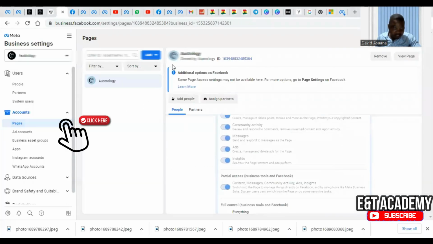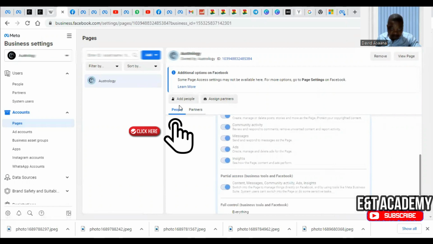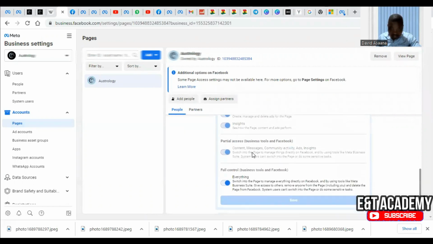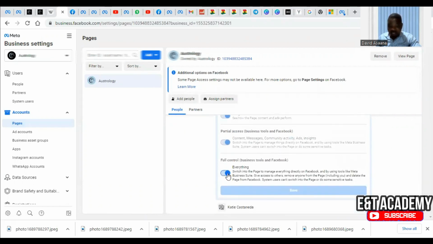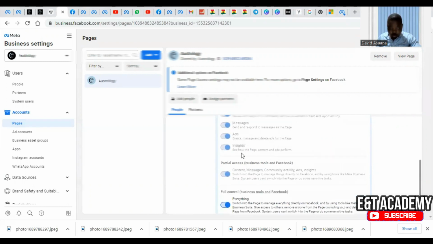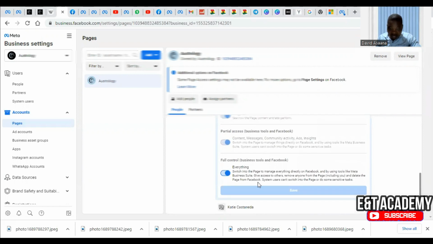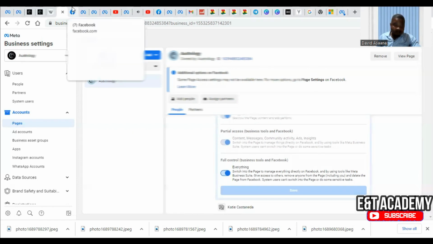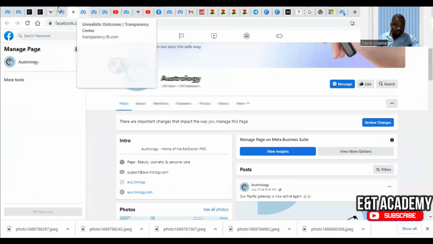Now, when you go to the page, go to the people in the business manager settings. You see that these ones were turned off. So I had to turn them on and save it. Because they were turned off, I was having partial access. Now I have full access to appeal. I'm sure that is the reason why I couldn't submit the appeal. So let's go back and check.